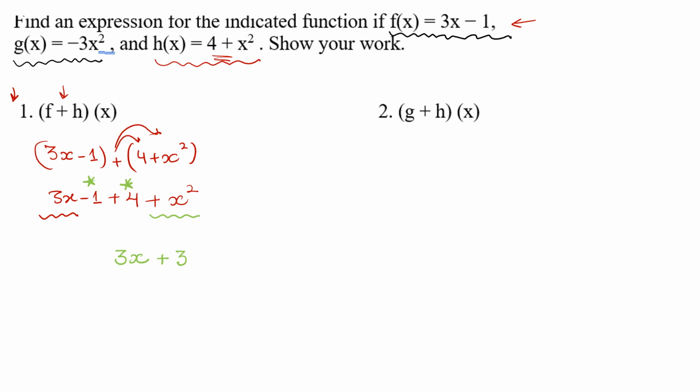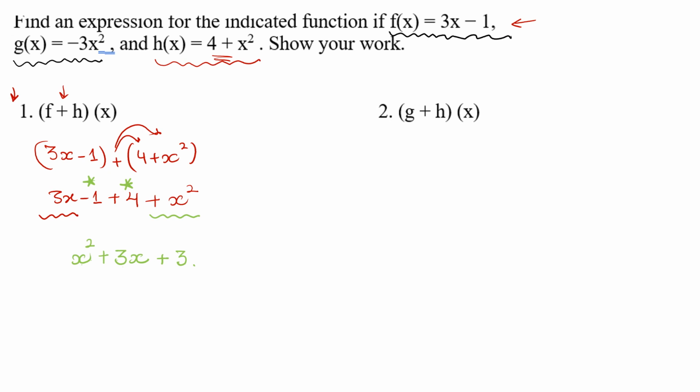I can write the x square in the beginning, and since there is no sign between x square and 3x, you put a positive sign. Now why did I write it this way? Because if I write any function from the highest to the lowest power, it means that I am writing in standard form. So this is my final answer.